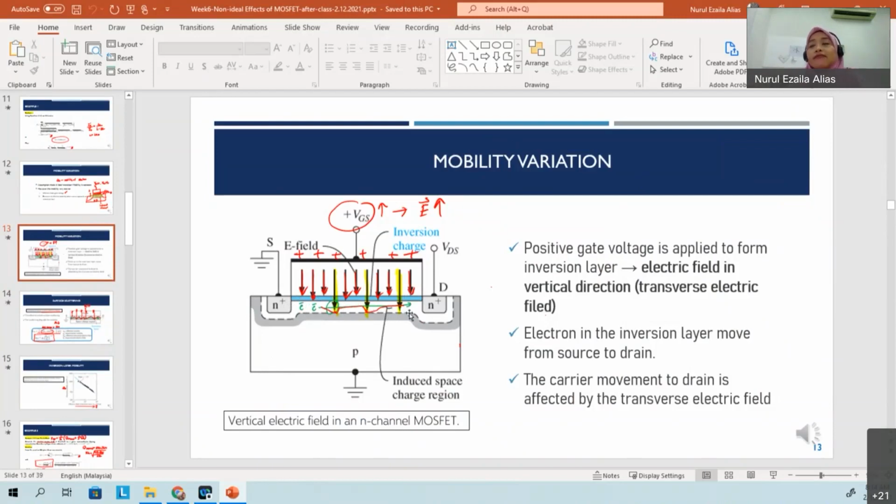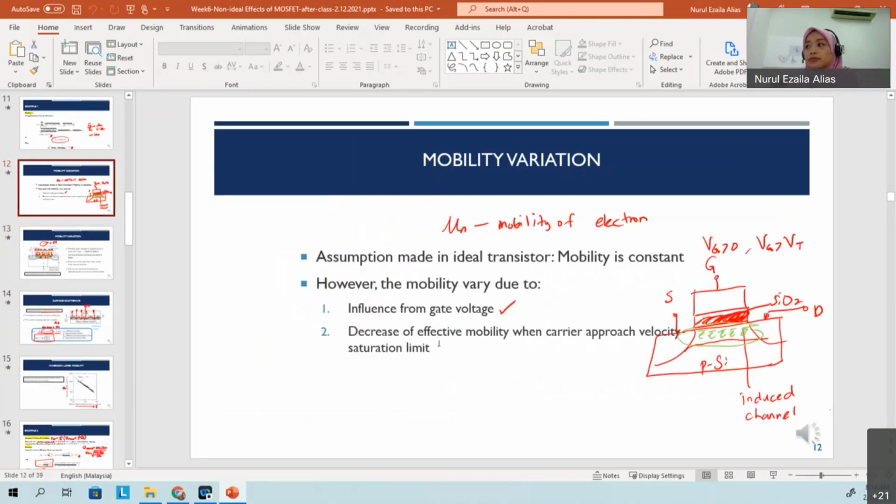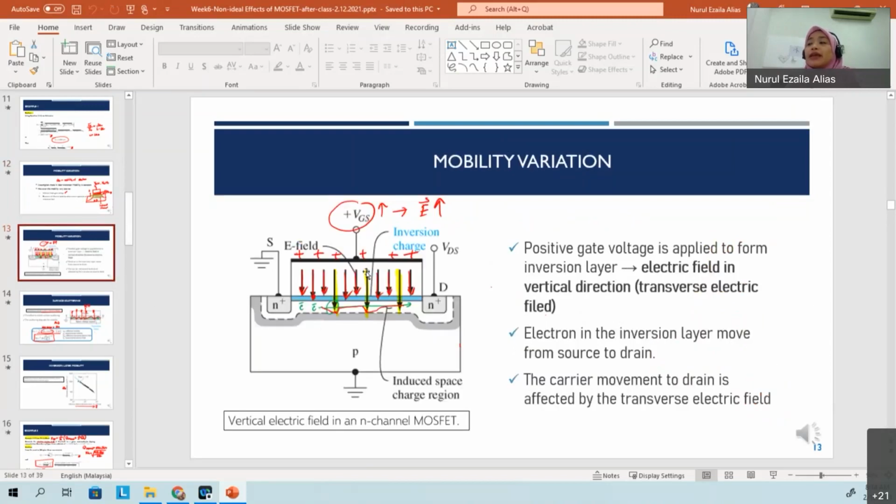So what affects this mobility? There are two. Influenced by the gate voltage means that there will be a non-uniform electric field distributed along the gate. There will be an electric field in the transverse direction, so we call it a transverse electric field. Instead of going only up to the oxide, the transverse electric field will go further, sometimes towards the channel, sometimes towards the oxide.